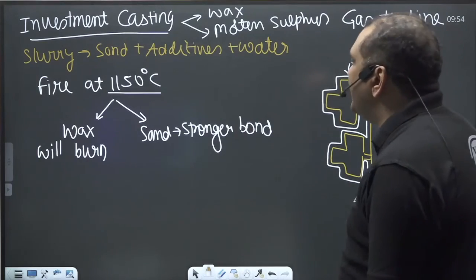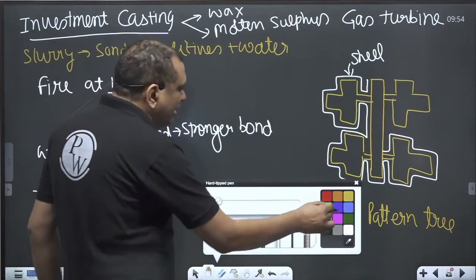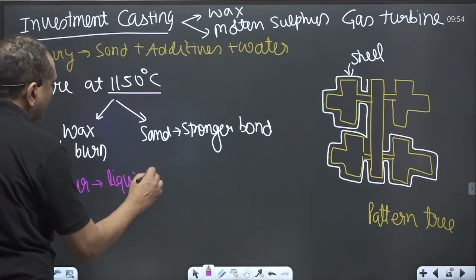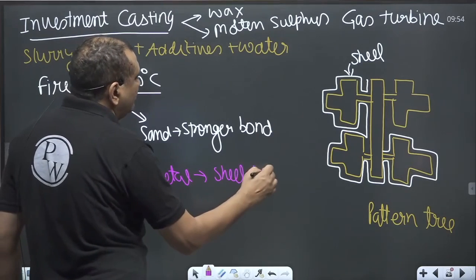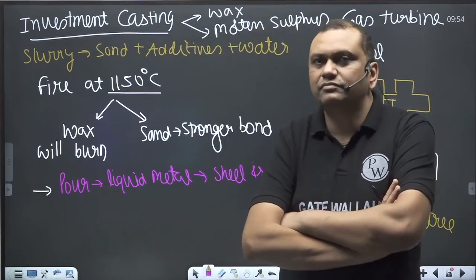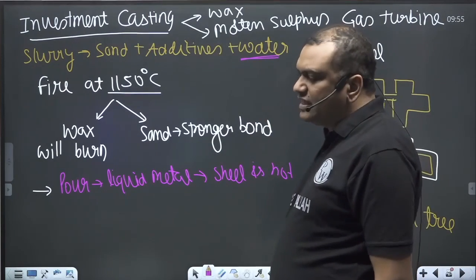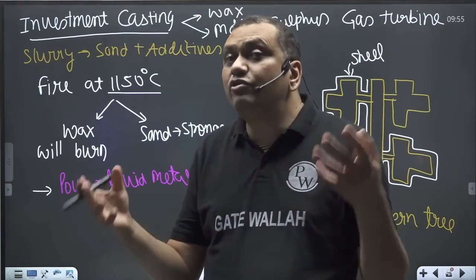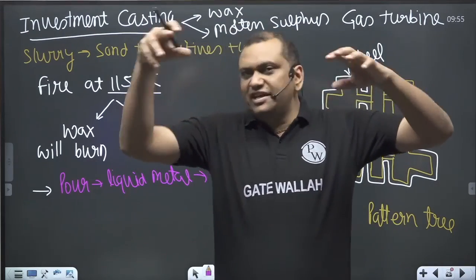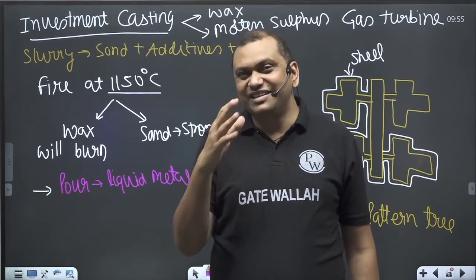So now, after firing at 1150 degree centigrade, the shell is strong. Now pour the liquid metal. Hear this sentence very carefully: pour the liquid metal when the shell is hot. You know why? Because there was water, and these additives have a tendency to catch moisture from the surroundings. If you wait till room temperature, whatever moisture is there in the surroundings will be absorbed by the mold. And when the liquid metal is poured, there will be blowholes.